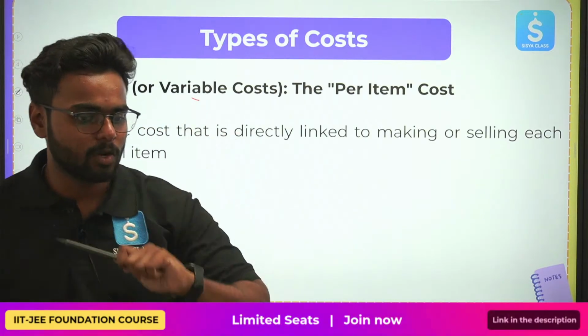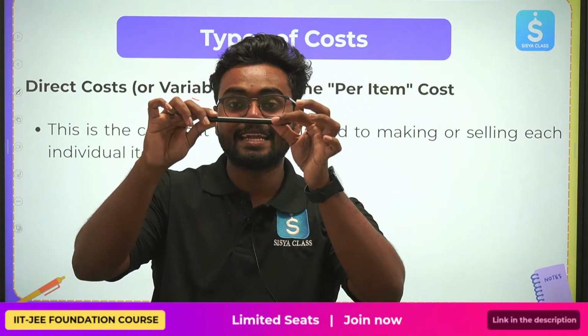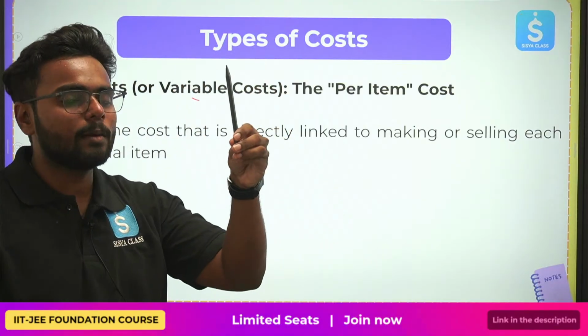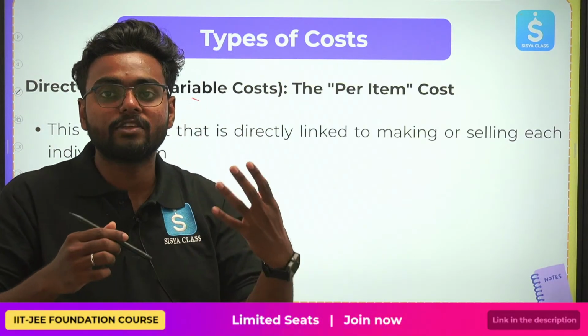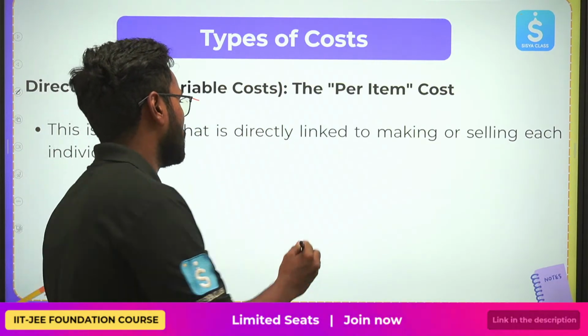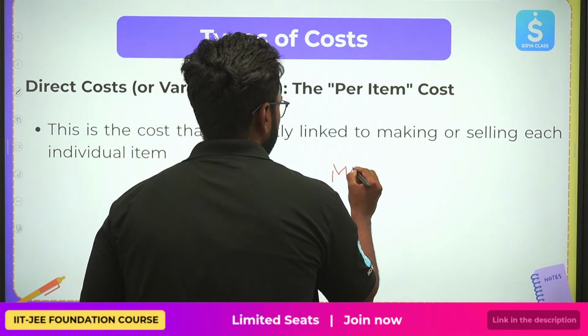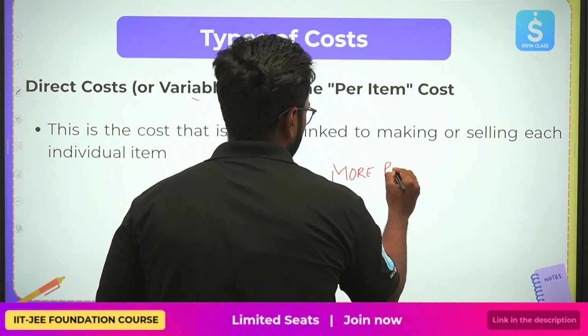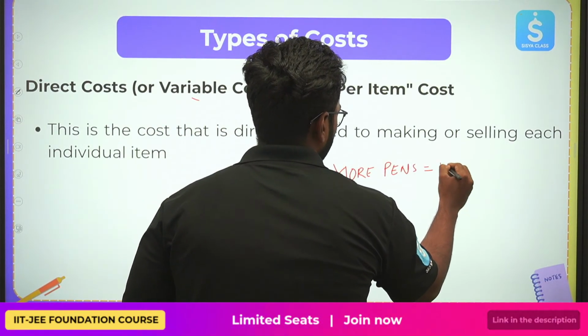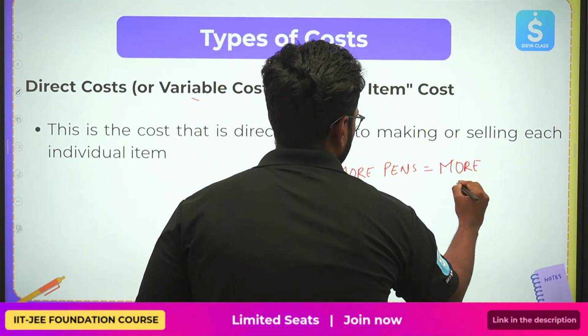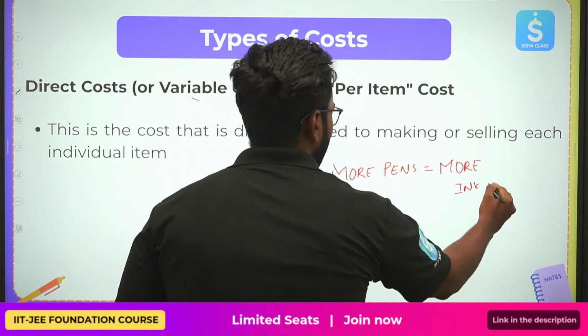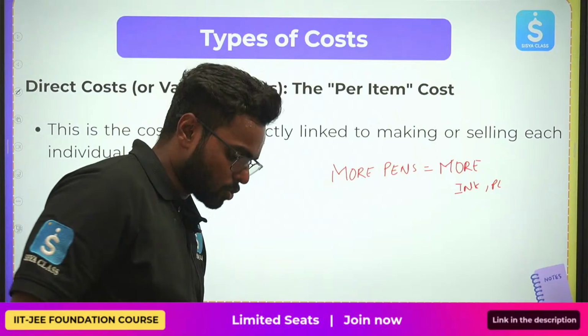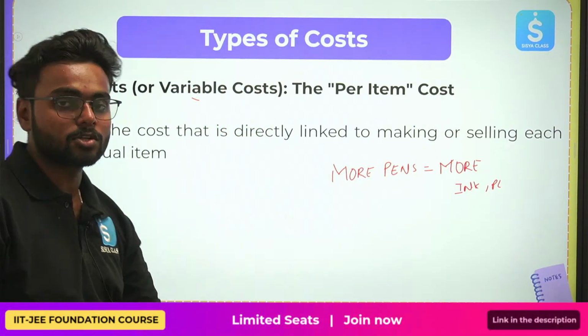Now we are taking an example of a pen, right? It needs plastic, it needs ink. So the more pens you produce, the more of these quantities is going to increase. More pens, more ink, right? And plastic, etc. So as quantity increases, this cost is also increasing.